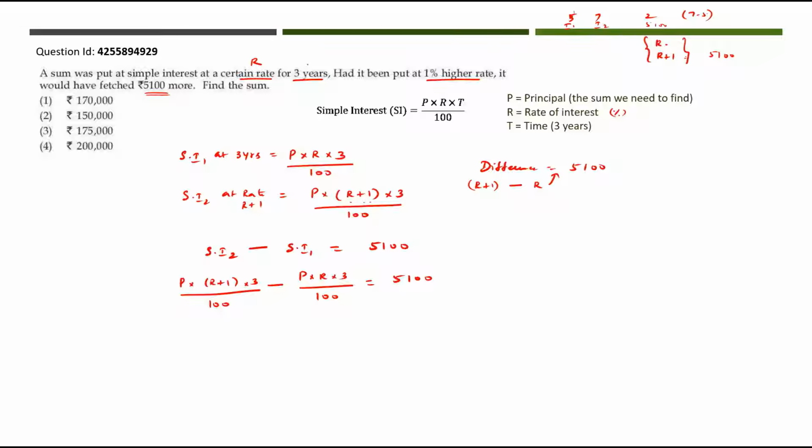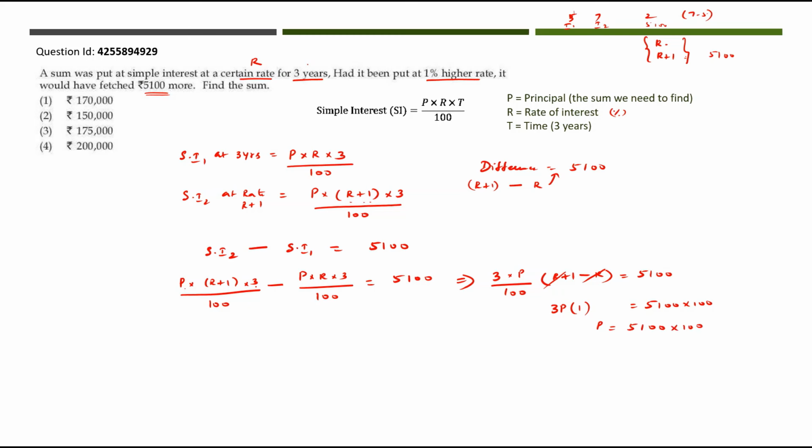Now what is constant here? P into 3 divided by 100 is constant here. So this can be written as 3 into P or P into 3 divided by 100. And now we will take R plus 1 here and this subtraction R will retain as it is. This is equal to 5100. Now we will keep 3P as it is and we will take 100 to the other side. R and minus R will get cancelled, only 1 will remain. So 3P is equal to 5100 into 100. So what is P here?